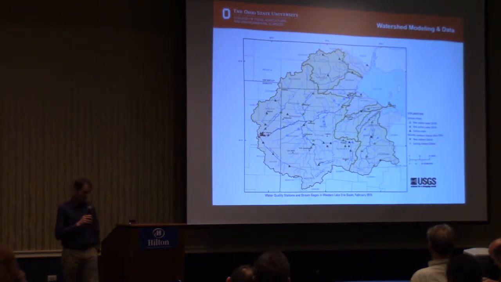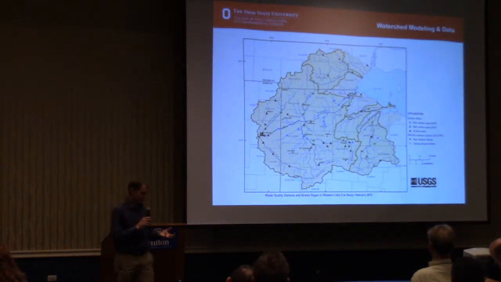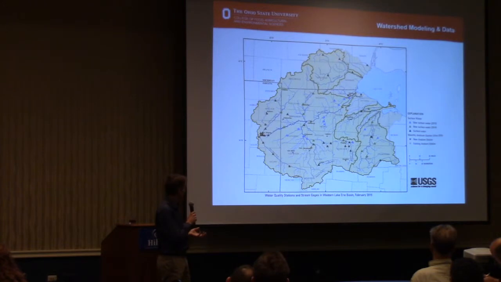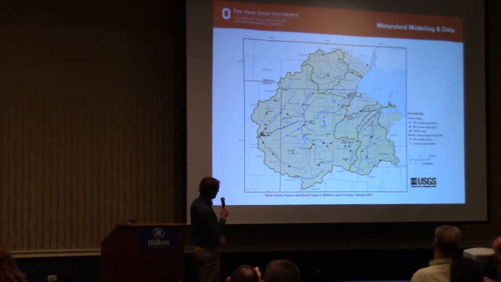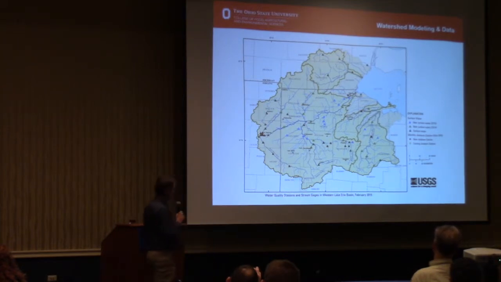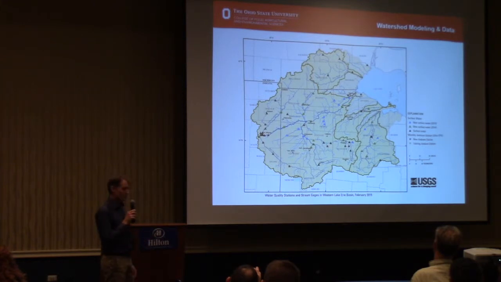And the last area I want to talk about is the physical side, and that's the watershed modeling and data. I'm going to start by showing you the Western Lake Erie Basin. These are all the rivers that flow into that western part of Lake Erie. And here you can see all of the water quality stations and stream gauges within those watersheds.